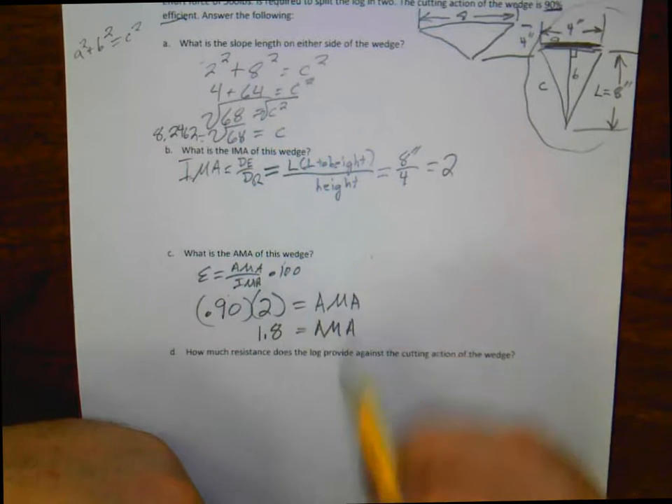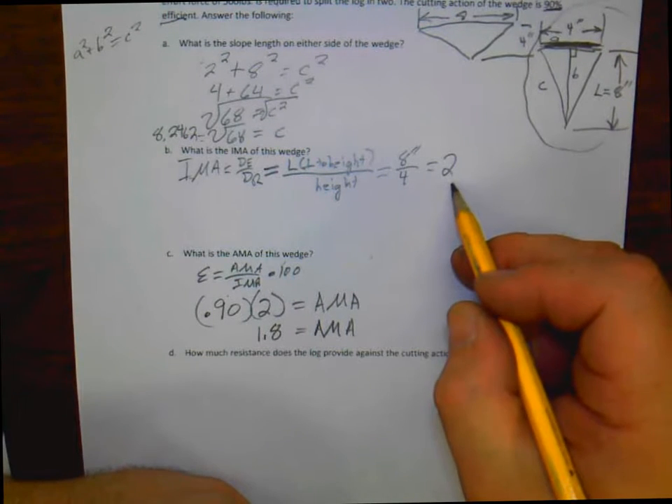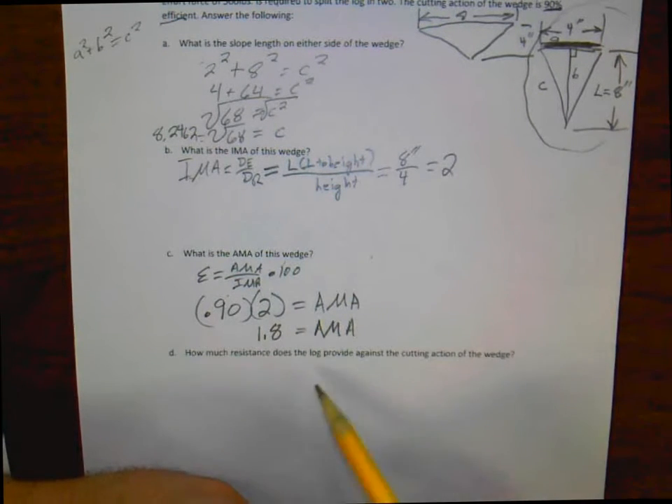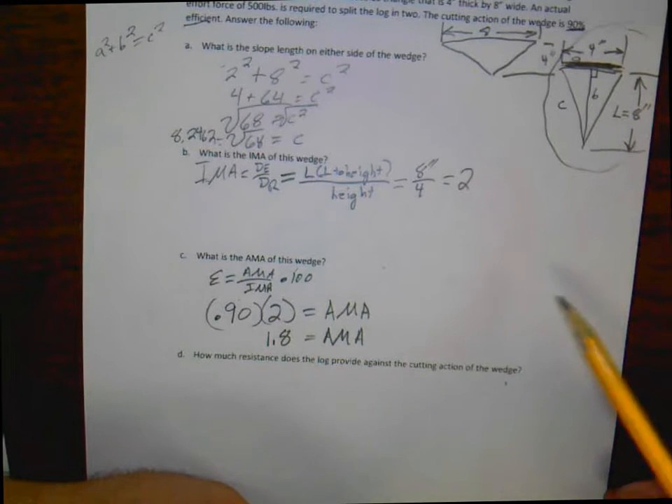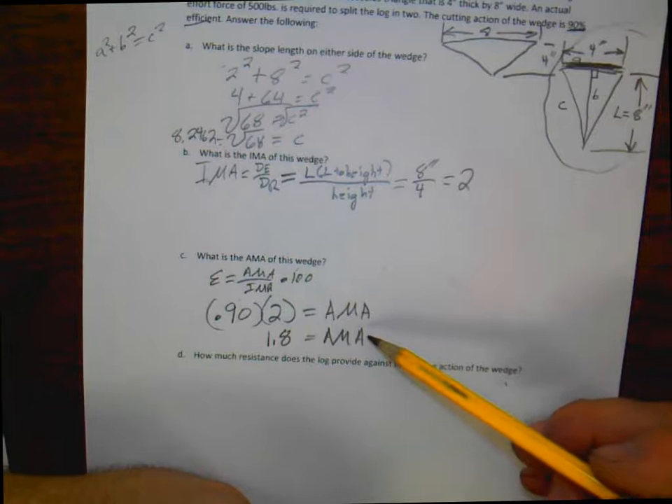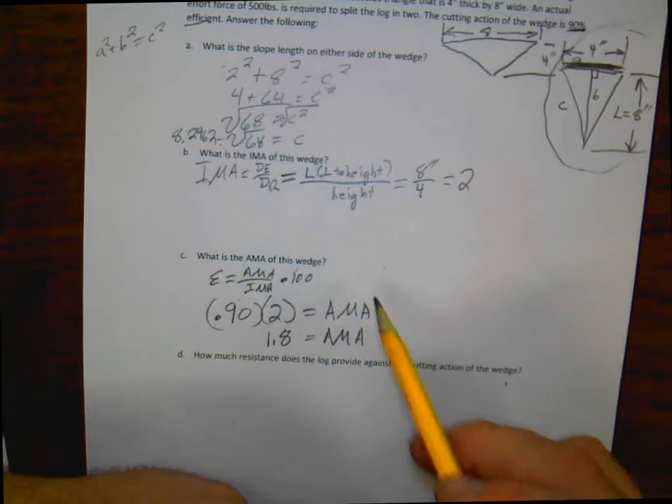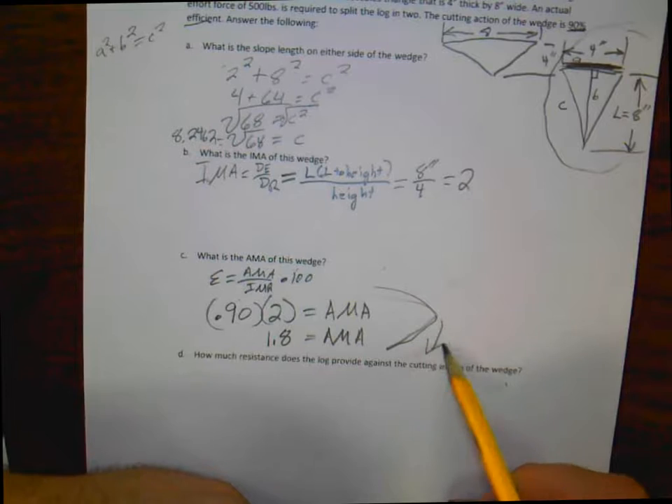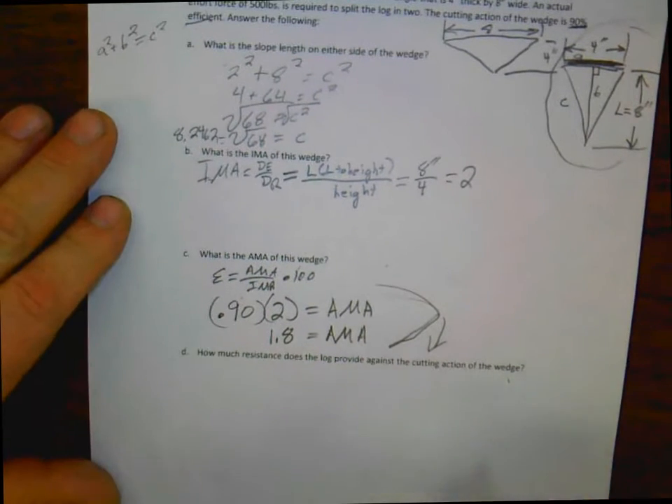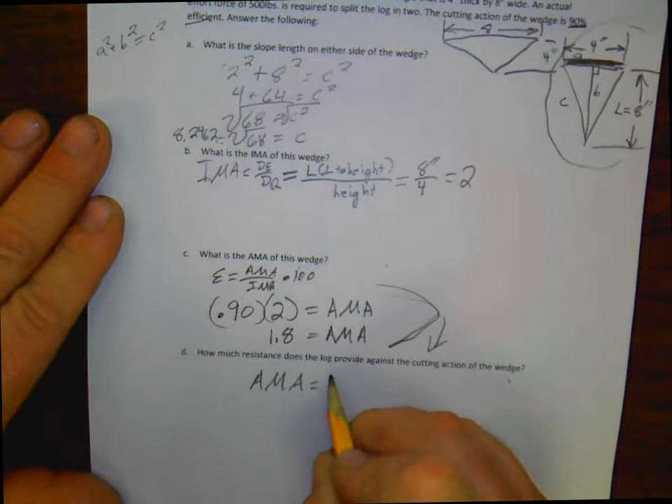Okay, so here now we need to decide, do we use the AMA, our actual mechanical advantage, or do we use our ideal mechanical advantage? Well, obviously you need to use the actual mechanical advantage to do this particular problem. So again, we'll set up a formula for AMA equals the force of the resistance divided by the force of the effort. Going back up to our force, we're told the effort force is 500 pounds.